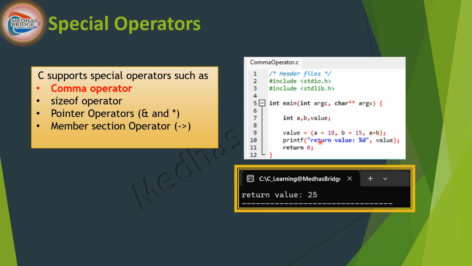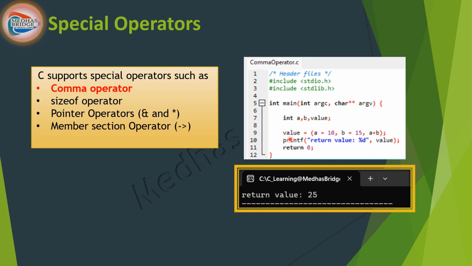You can see now A is assigned 10, B is assigned 15, and then we compute A plus B, and this value is returned in a single statement. It evaluates from left to right. First it assigns 10 to A. Next it assigns 15 to B. Once these two are done, it goes to the third place and computes A plus B. The return of A plus B is what is going to be assigned to value. The value we get is 25, because 10 plus 15 is 25.